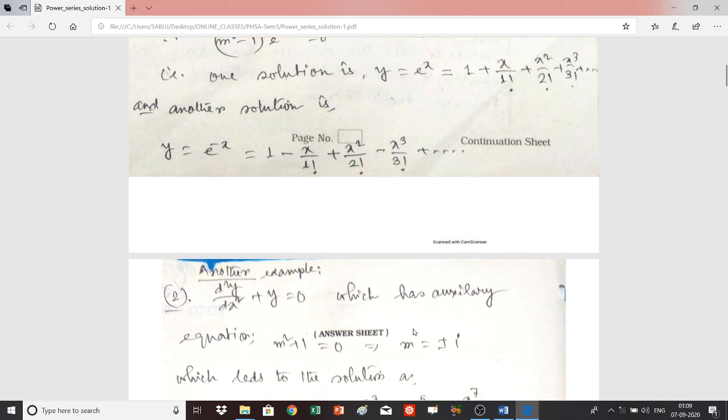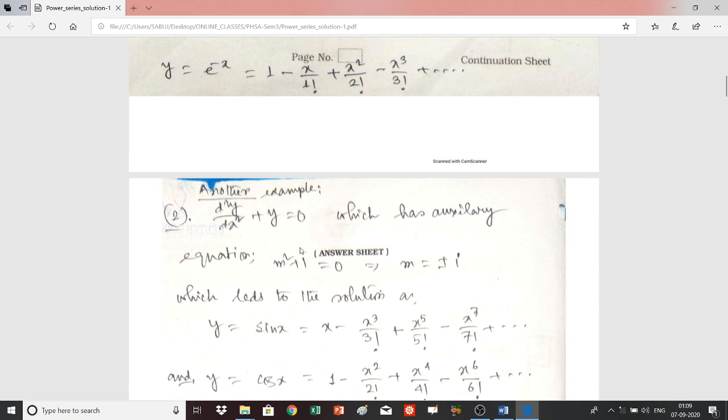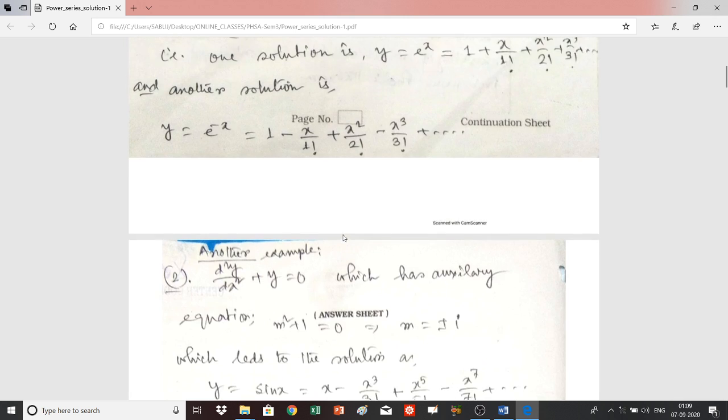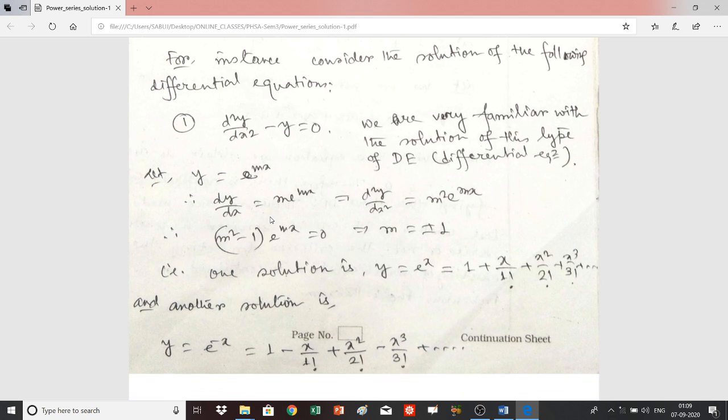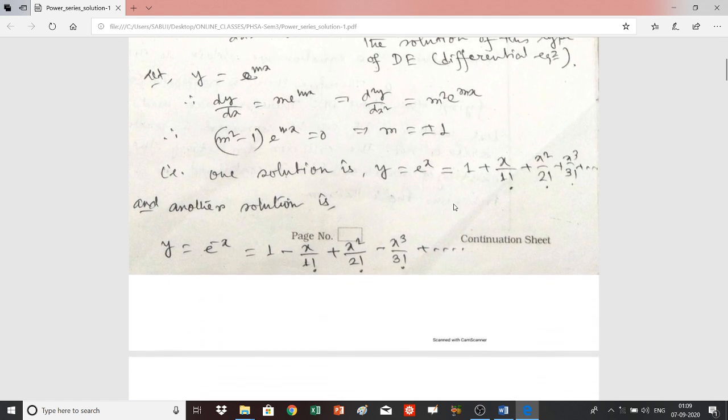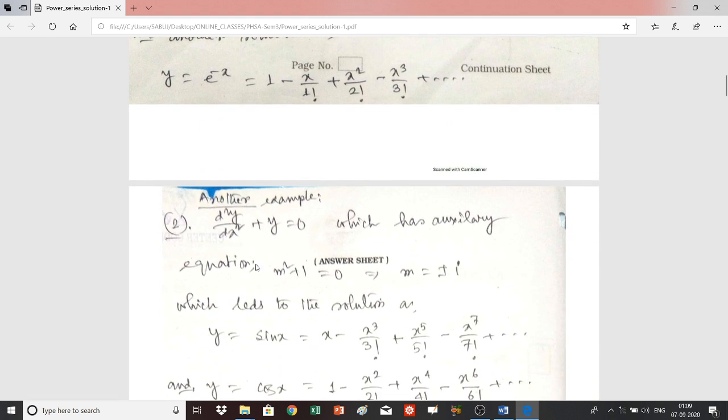Now another example is given here, which is d2y/dx square plus y is equal to 0. Here first we substitute y is equal to e to the power mx, as in the case of the first differential equation, and then we find d2y/dx square as m square e to the power mx, and then substitute these values in this equation. We have m square plus 1 into e to the power mx is equal to 0, and then m square plus 1 is equal to 0.